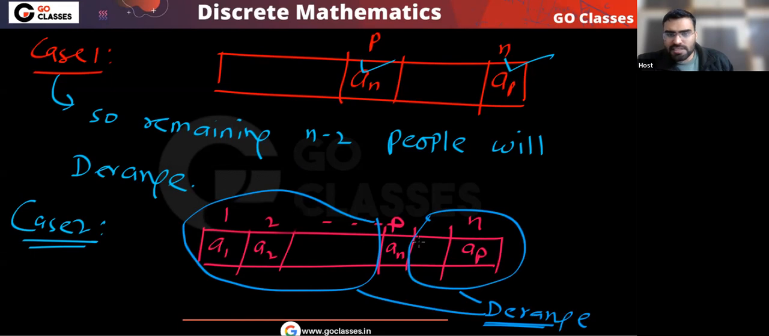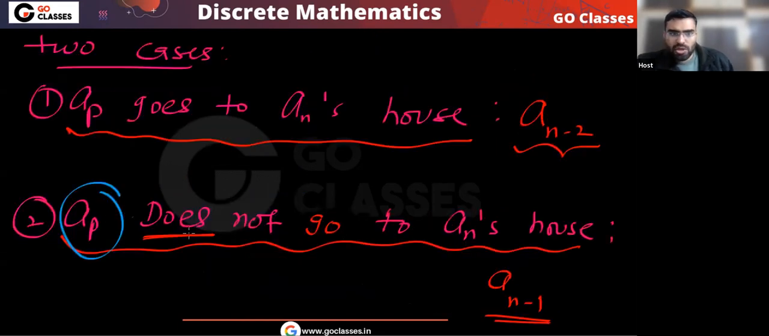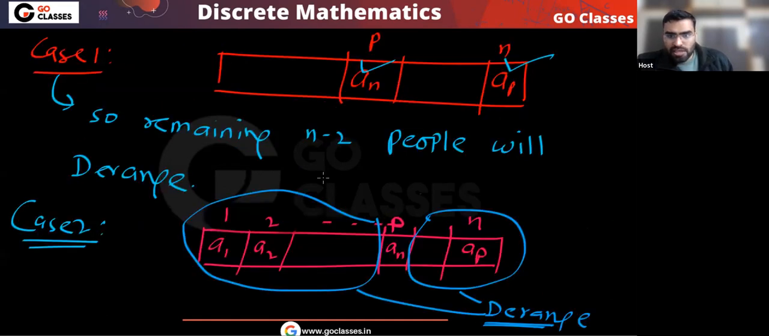Okay, if you derange all of these, you can notice that AP cannot go to AN's house. Then finally I can say, for case 2, it is AN minus 1. So what is the final answer? Tell me, what is the final answer?